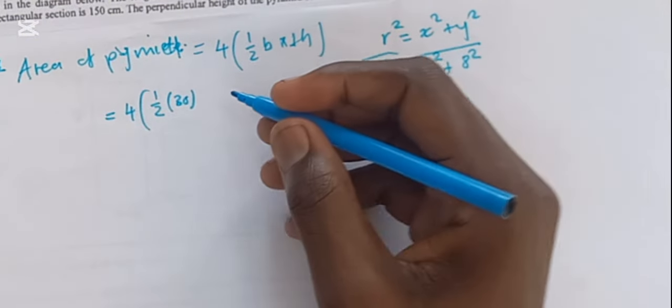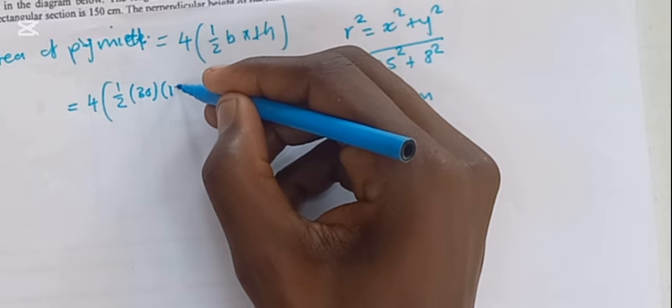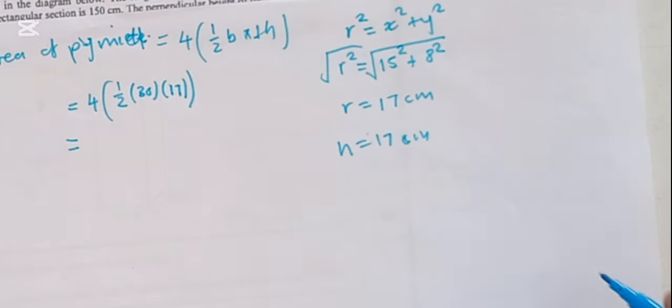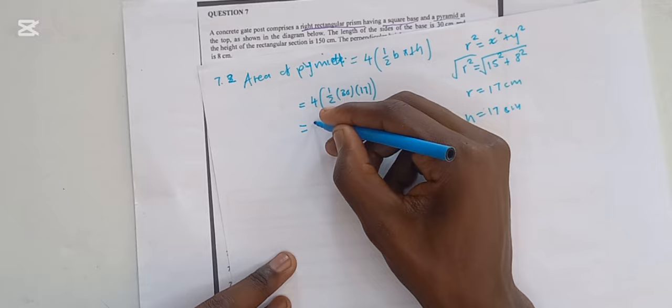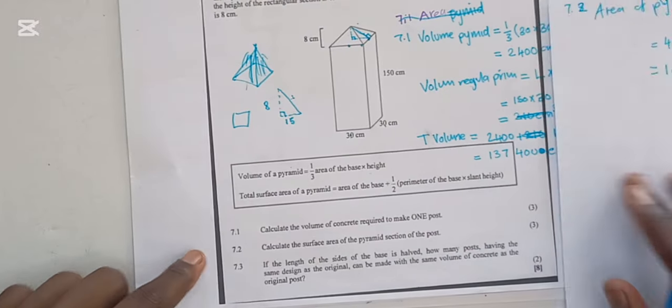So for this one, we're going to have 4 times a half times 30 multiplied by 17 as our perpendicular height. If you work this out on a calculator, you're going to get 1020 centimeters squared. So now we're going to the last question.